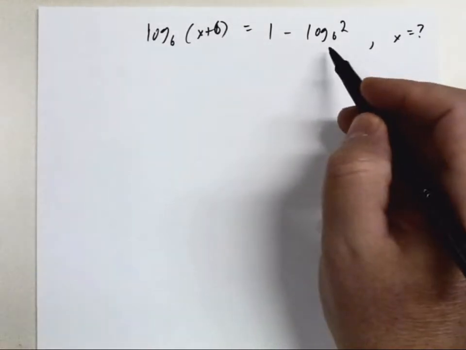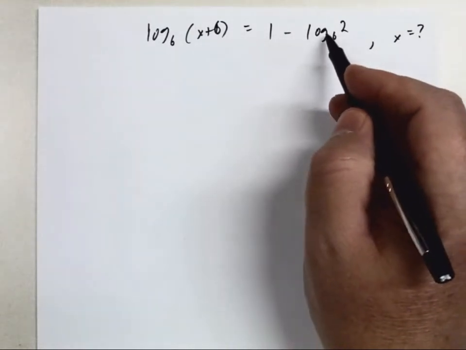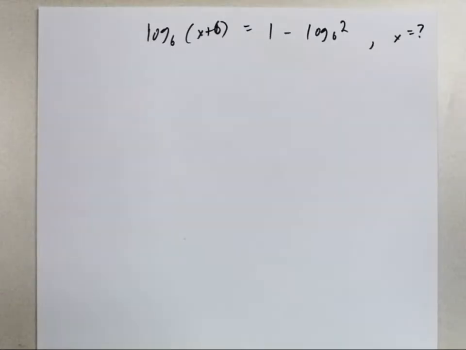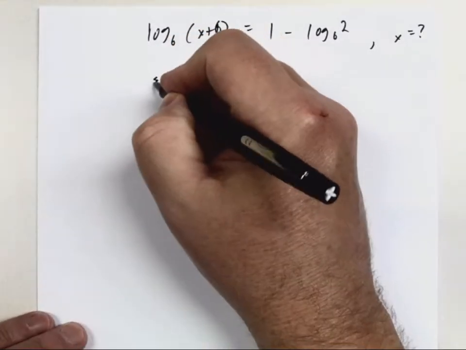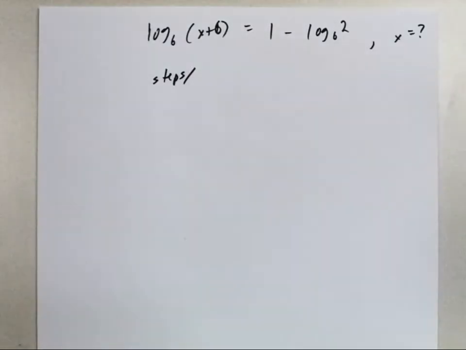Because I got three terms here. This term's just a number. These other two terms are log terms. How do I go about solving an equation like this? Let me briefly outline the steps that I'm going to follow to solve these kinds of equations, and then we'll simply do 4 or 5 examples.